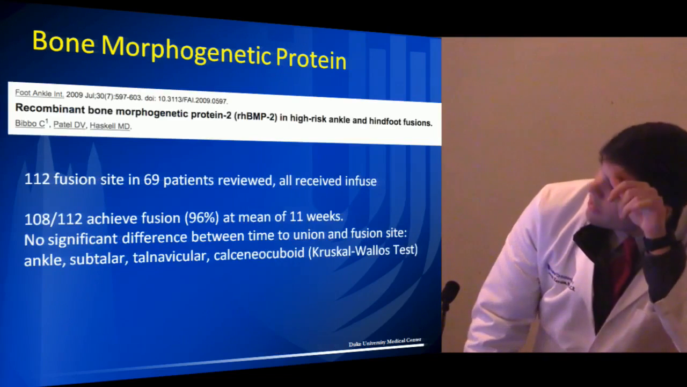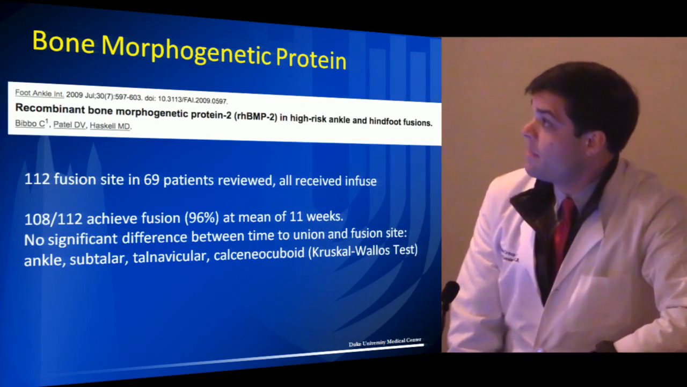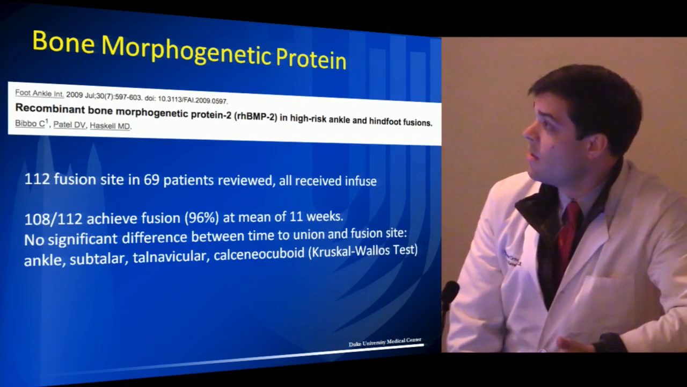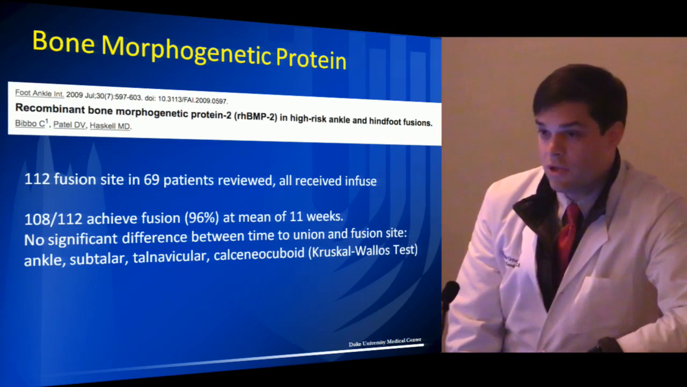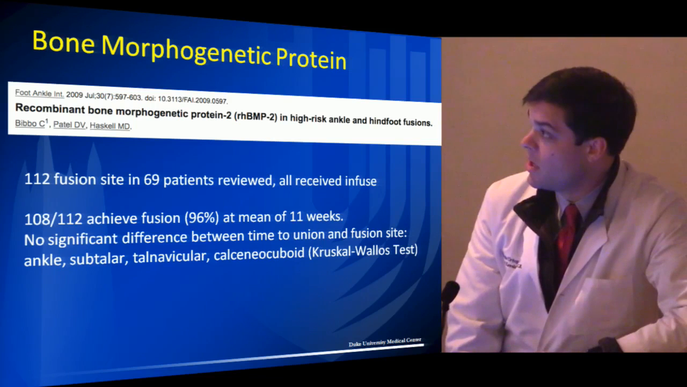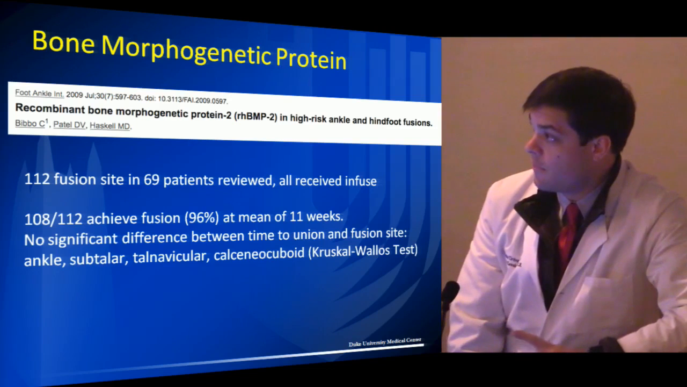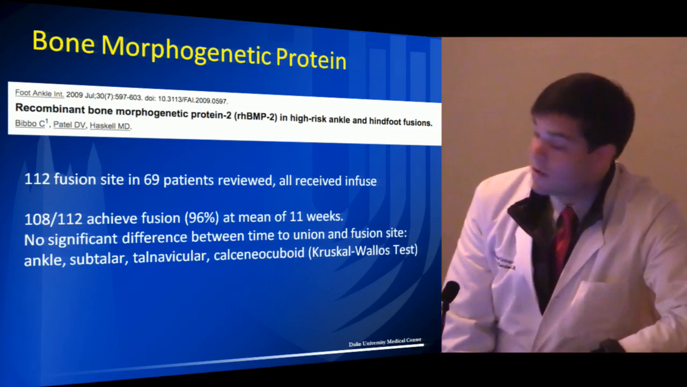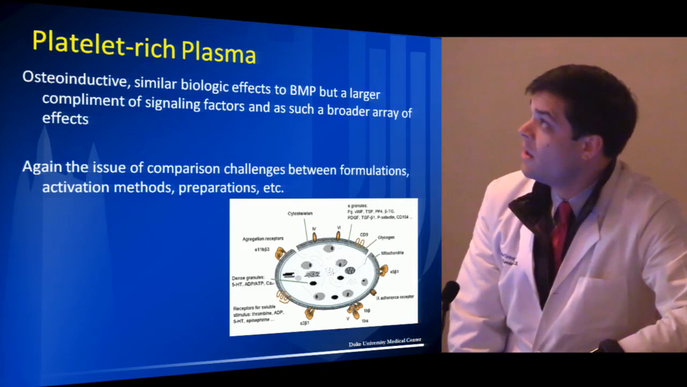However, this is a rather compelling investigation from FAI in 2009, where they took 69 patients who were all actually prior non-unions that had needed revision surgery, and 96% of them went on to achieve fusion after the revision procedure with DBM at 11 weeks. So there was no significant difference between time to union and fusion to site in these, and they tried it for fusions of the ankle, the subtalar joint, talonavicular joint, and the calcaneocuboid joint. I can also say that the statistical analysis in this paper was fairly rigorous and appropriate.